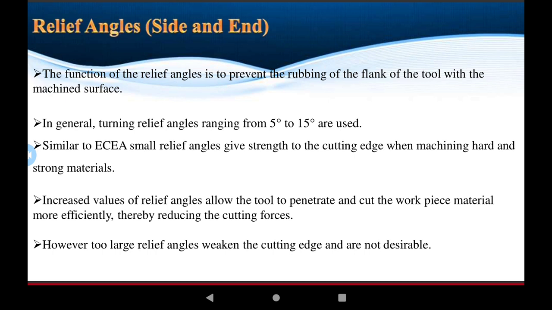A small relief angle gives strength to the cutting edge, for machining hard and strong material. Increasing the value of the relief angle also helps the tool penetrate into the workpiece material more efficiently, thereby reducing the cutting forces. However, too large a relief angle weakens the cutting edge and is not desirable.